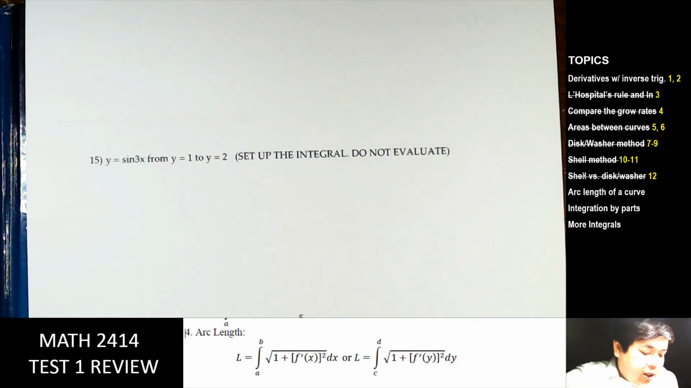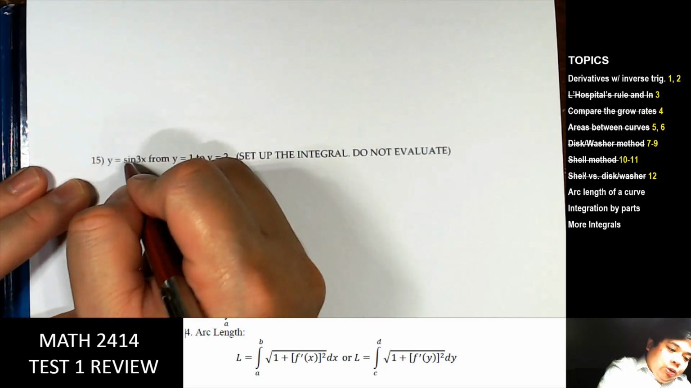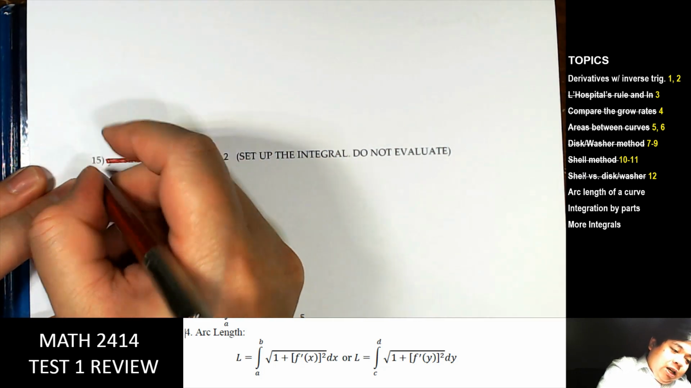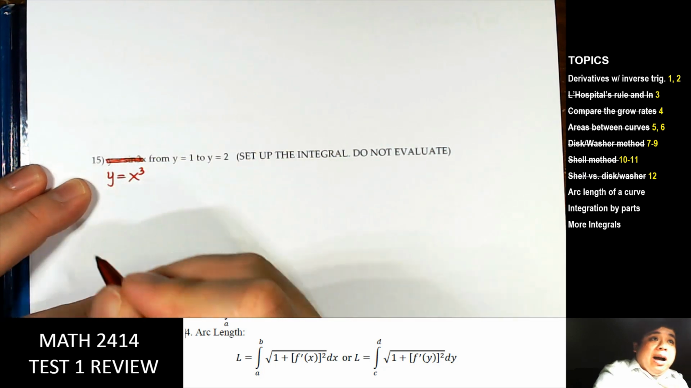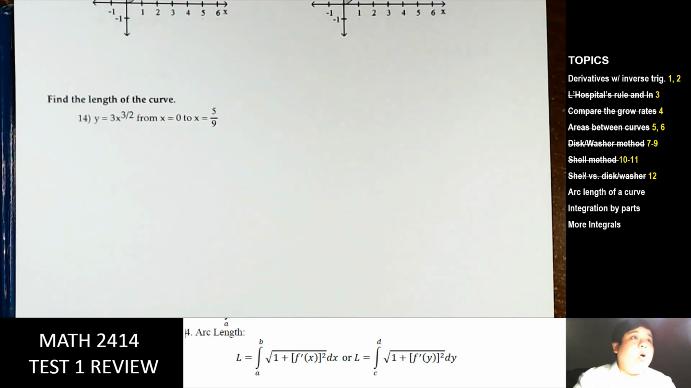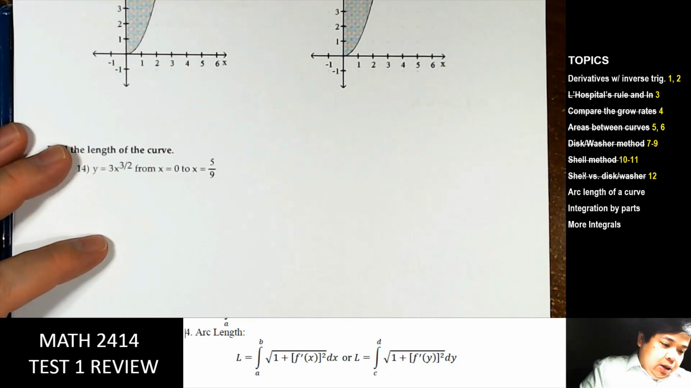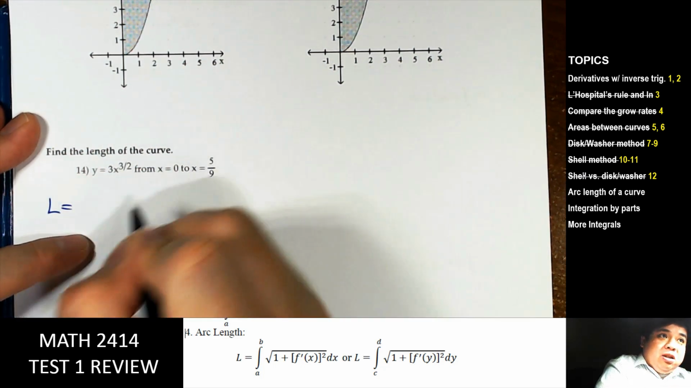Sorry, it looks like a typo here because the sine function cannot go to 2. So please change that to y equal to x cubed. I will make that change in class as well. Worry about that later. Alright, so this is going to be dx because we have the limits for x.